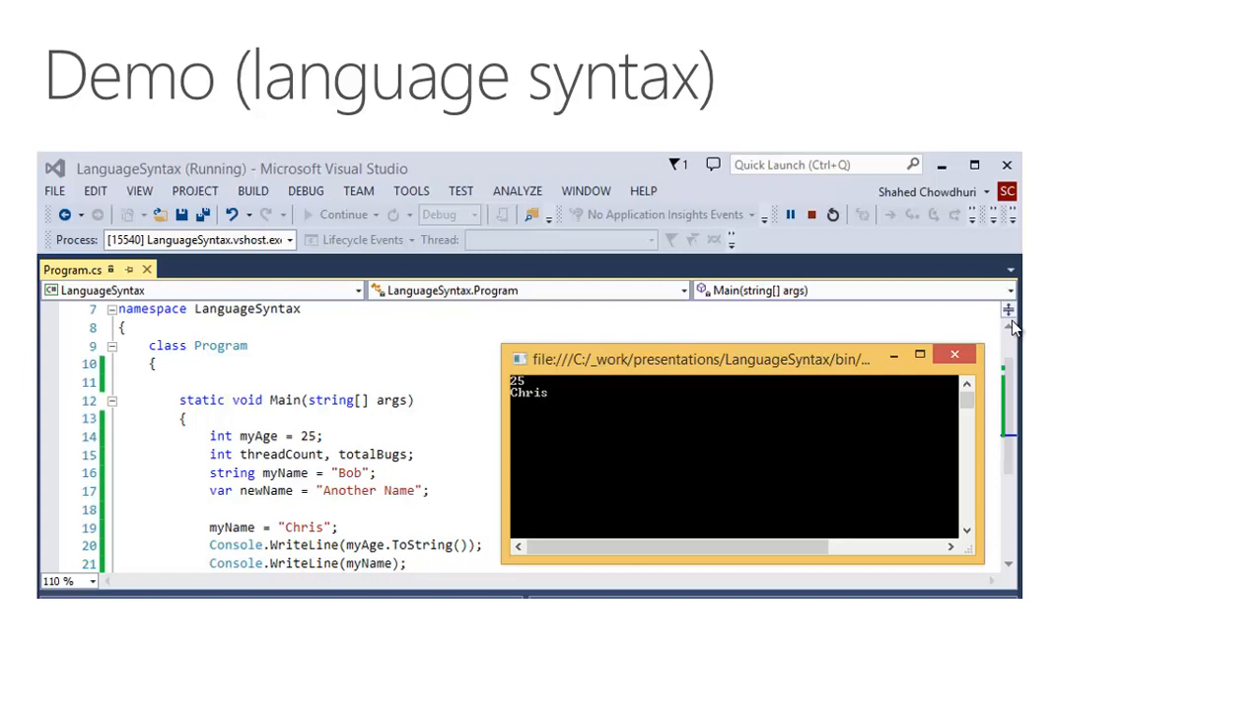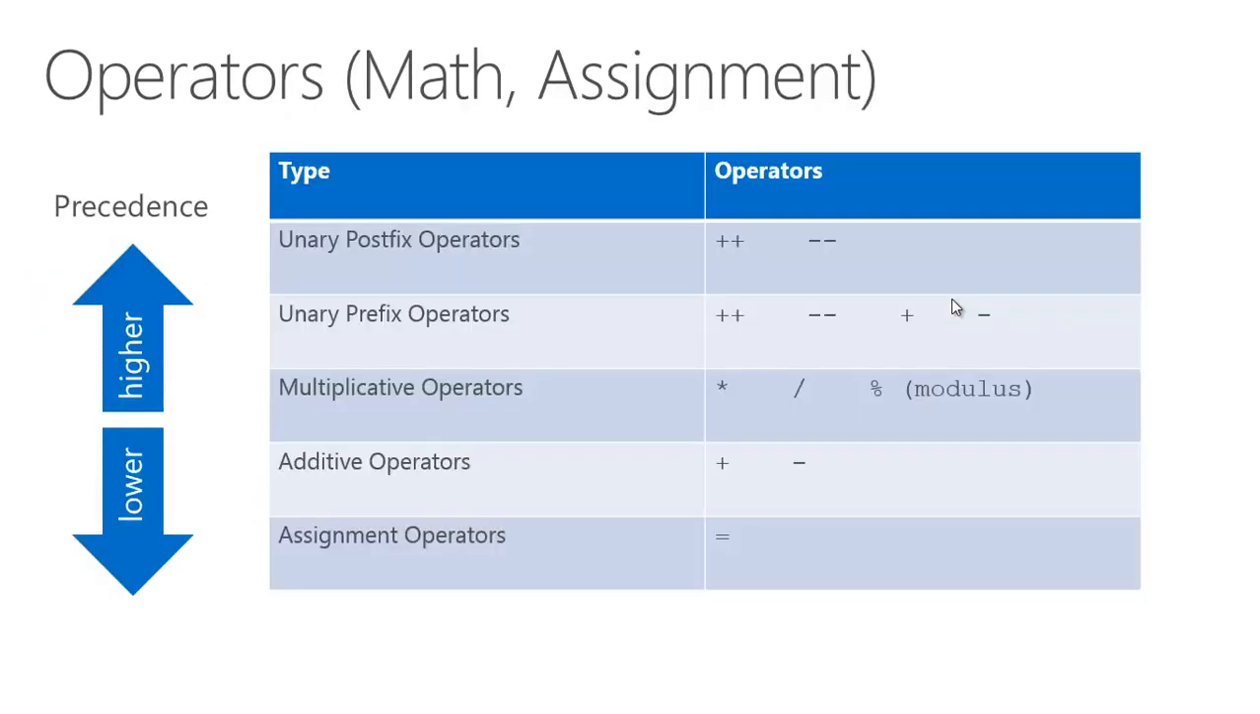Now that we've covered a quick language syntax demo for C#, let's take a look at operators. In this segment, we'll look at mathematical operators and operators used in assignment. In the first line, you see I have unary postfix operators.